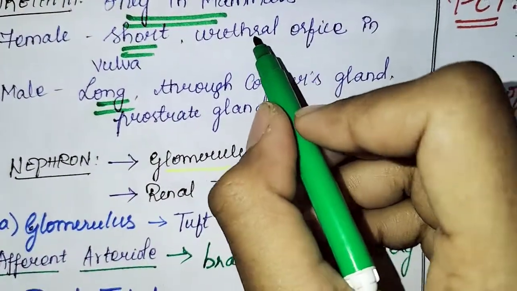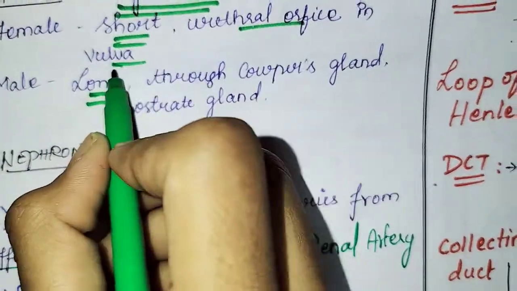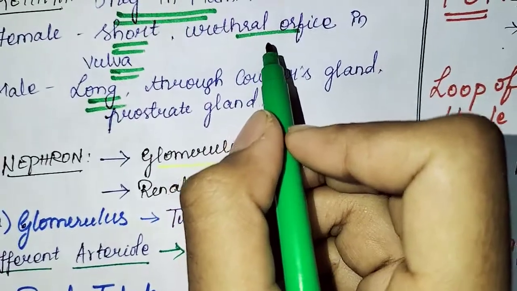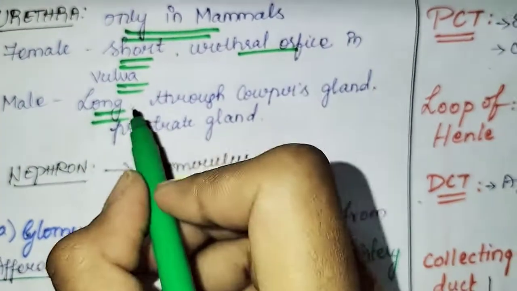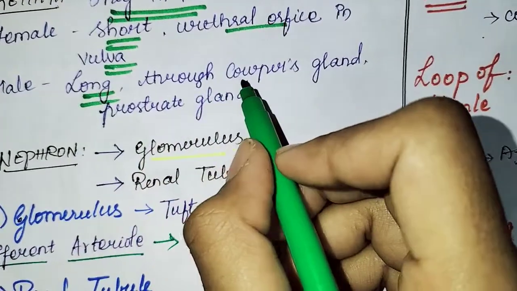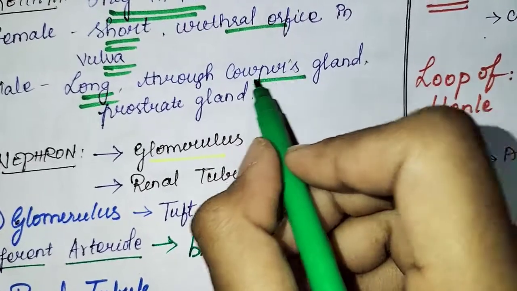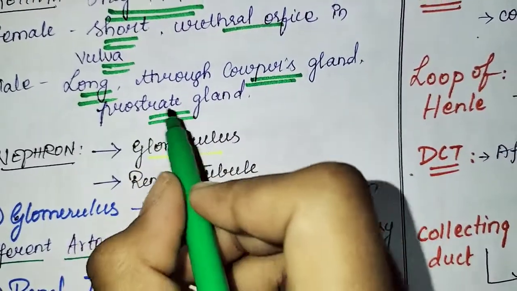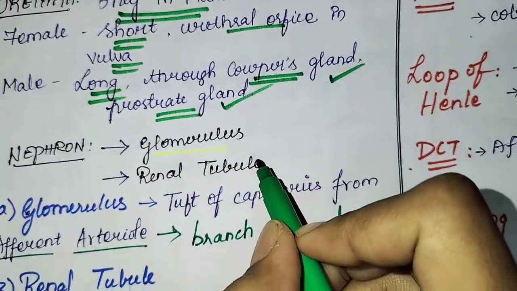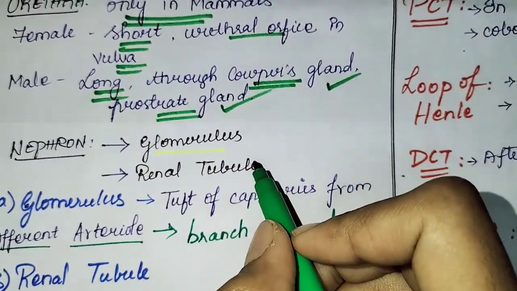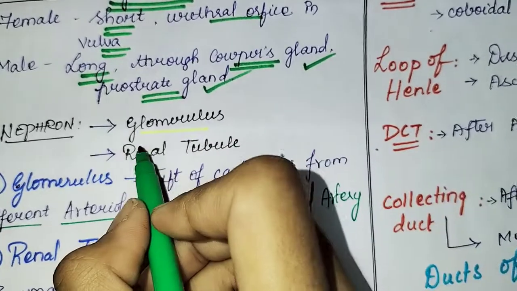In the region of the urethral orifice we have the vulvar region. In that urethral orifice is where the urethra arises from the urinary bladder. In males, it is long and flows through the Cowper's gland and the prostate gland. These two glands are the major thing in the urine flow of boys.